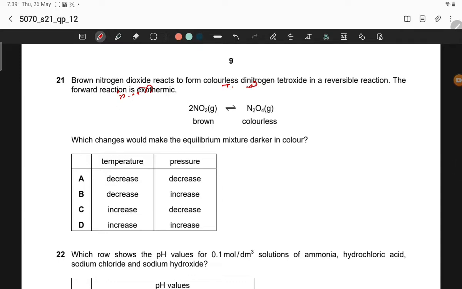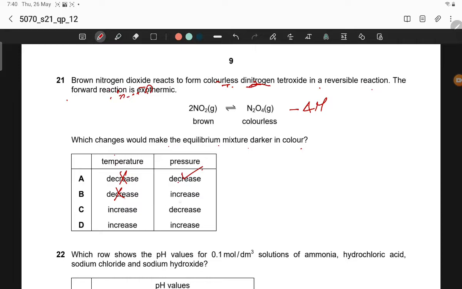Brown nitrogen dioxide reacts to form colorless dinitrogen tetroxide in a reversible reaction. The forward reaction is exothermic. Which change would make the equilibrium mixture darker in color? Decreasing temperature, the reaction will shift forward. So this is incorrect. Decreasing pressure, the reaction will shift backward and more brown gas is formed. This is correct.